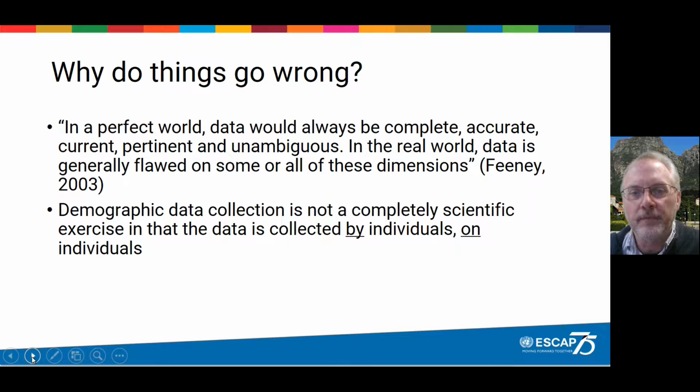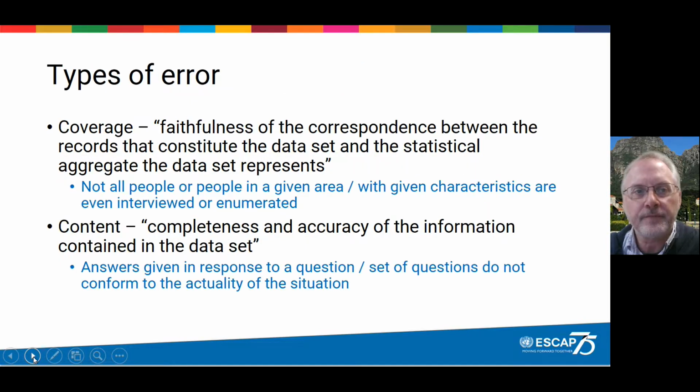might be flawed. Part of this stems from the fact that demographic data collection is not a completely scientific exercise, in that the data are collected by individuals on individuals, and therefore cannot be likened to a scientific experiment as conventionally encountered, where repeating the same exercise again and again will always generate the same results.